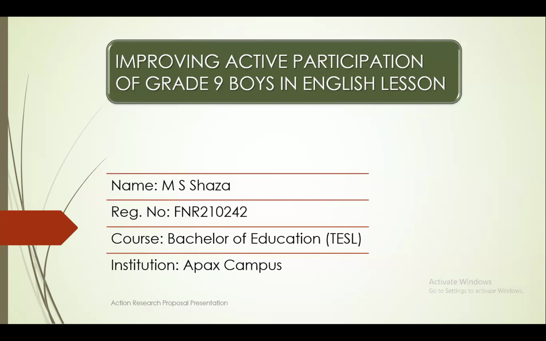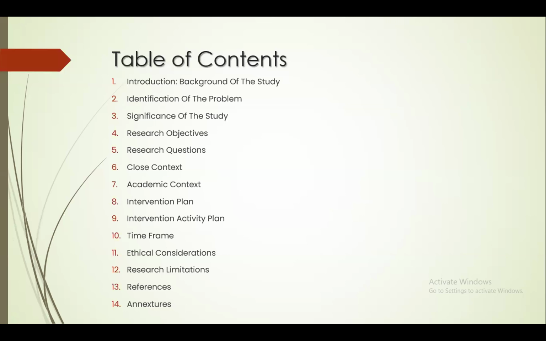Good evening. I'm Shaza and my registration number is FNR 210242. My research topic is improving active participation of grade 9 boys in English lesson. This is the table of contents.